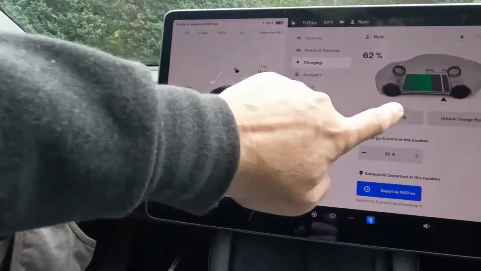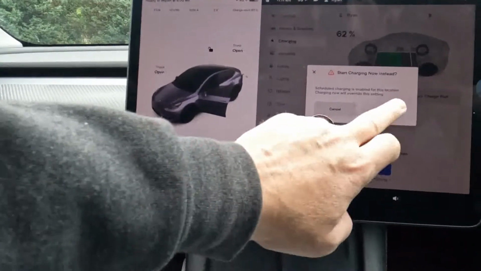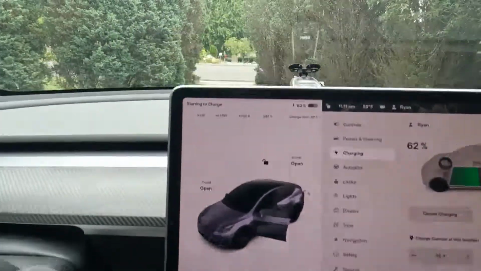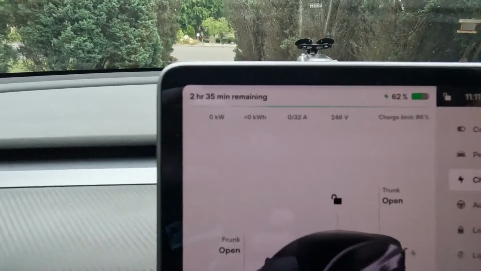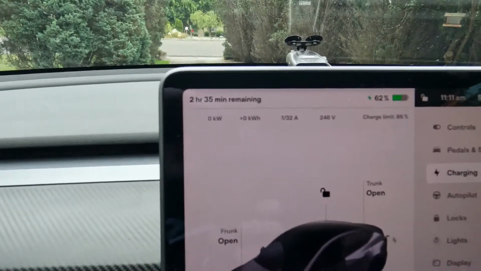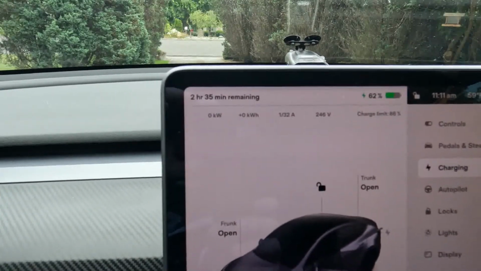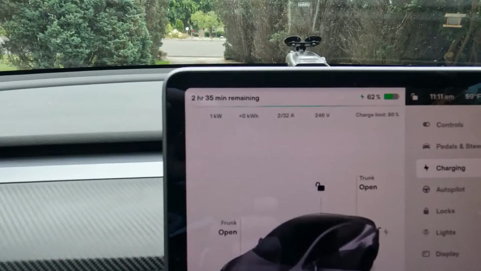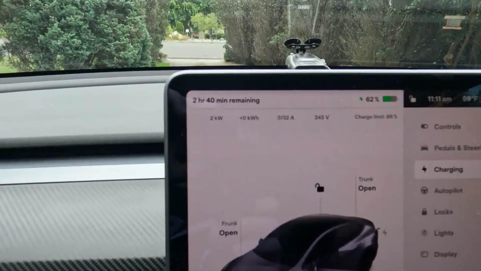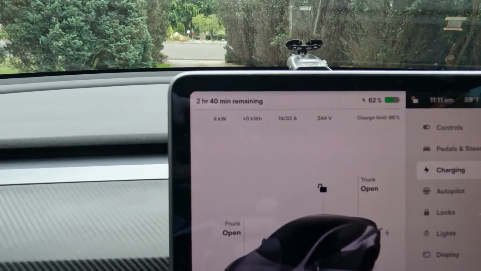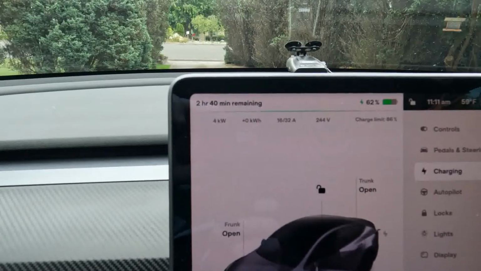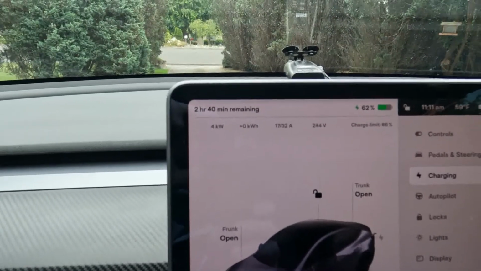The car asks us if we want to start charging. I'm going to say yes. Go ahead. And let's look up here and see what we have cranking. So the car is indicating we have 246 volts available, as I talked about with level 2, 208, 240. And we are going to crank up to 32 amps, folks.